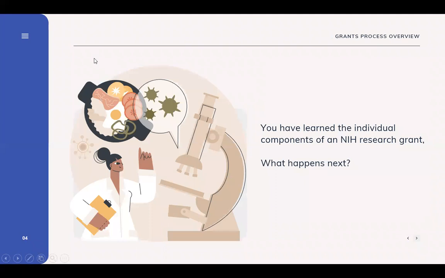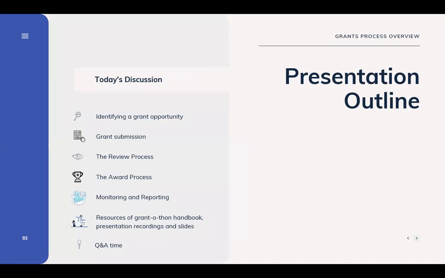So we spent the last 6 weeks, month and a half, talking about the individual components of an NIH research grant. And now we're going to go over what are the next steps? What do you need to do now that you have written all of these things? Where should you look for funding opportunities? And how should you submit your grant? So if you go to the next slide, please.